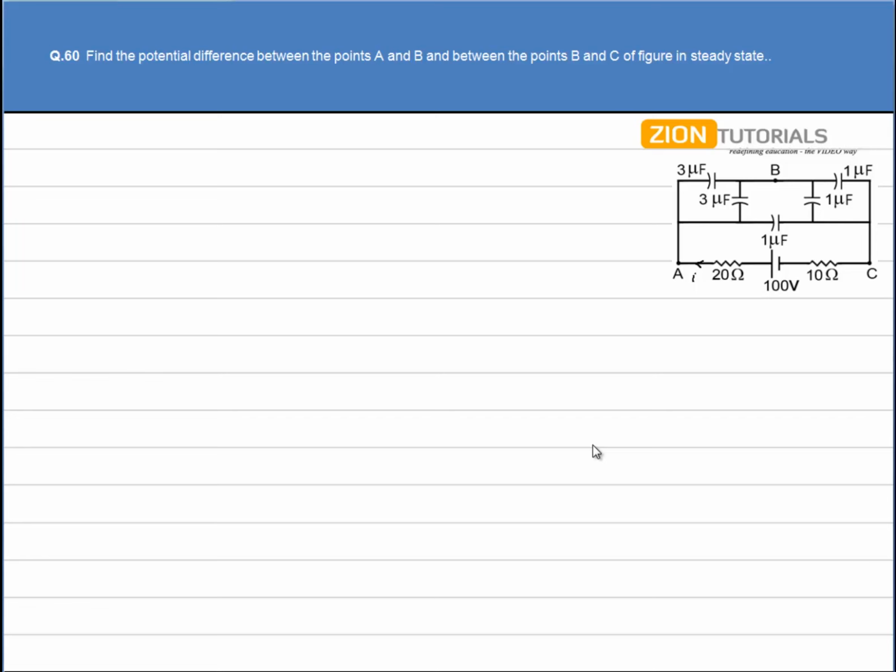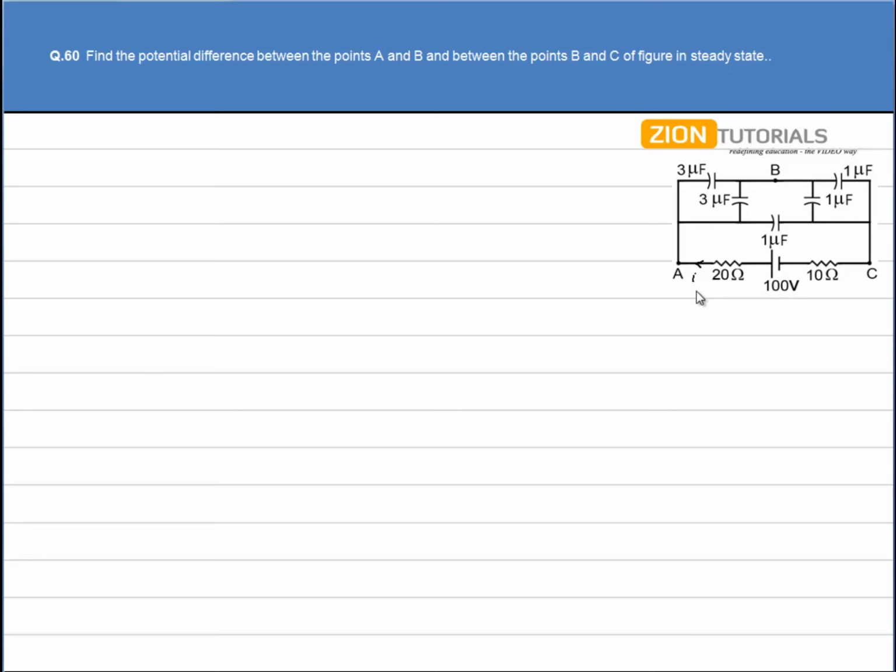Find the potential difference between the point A and B and point B and C of the figure as shown. Now in this question we use the concept that at steady state all the capacitors act as an open switch, that is, no current flows through the capacitors at steady state.